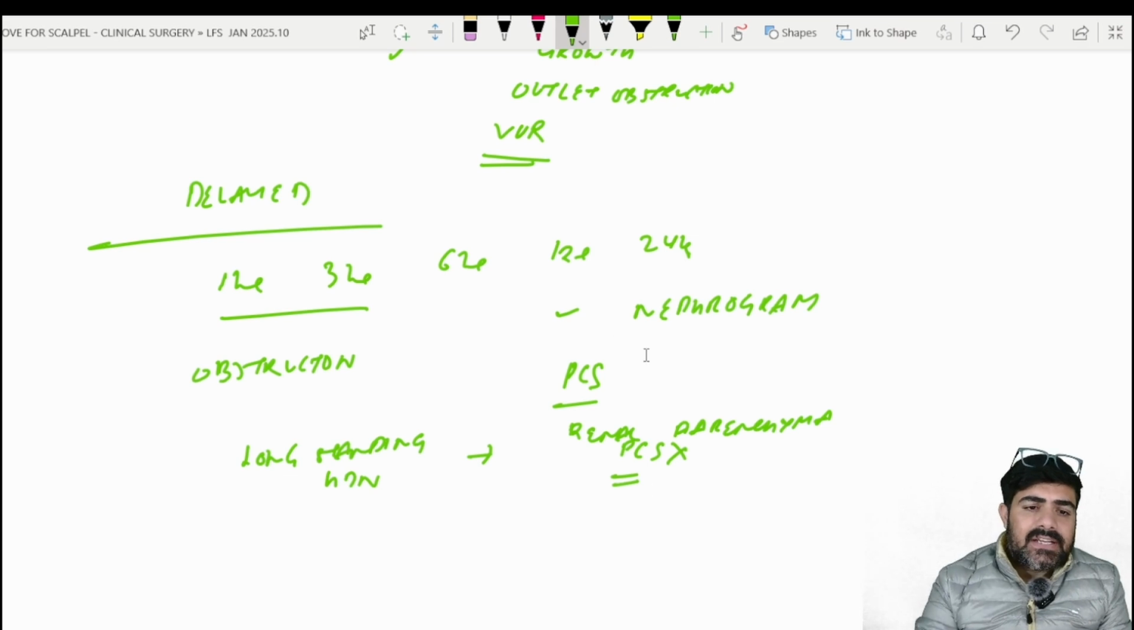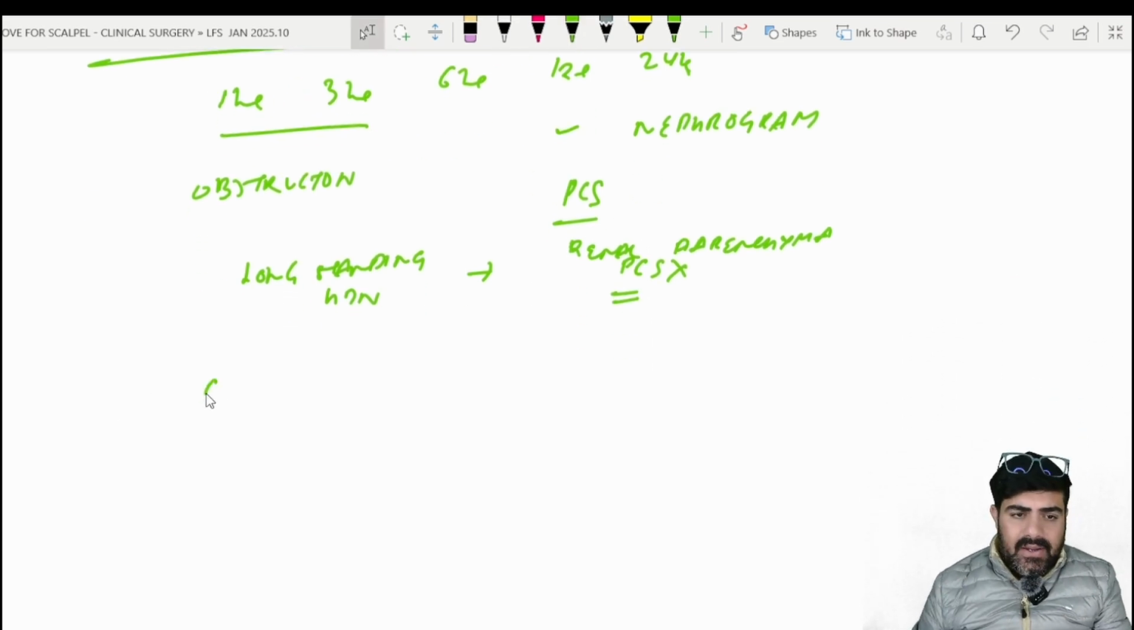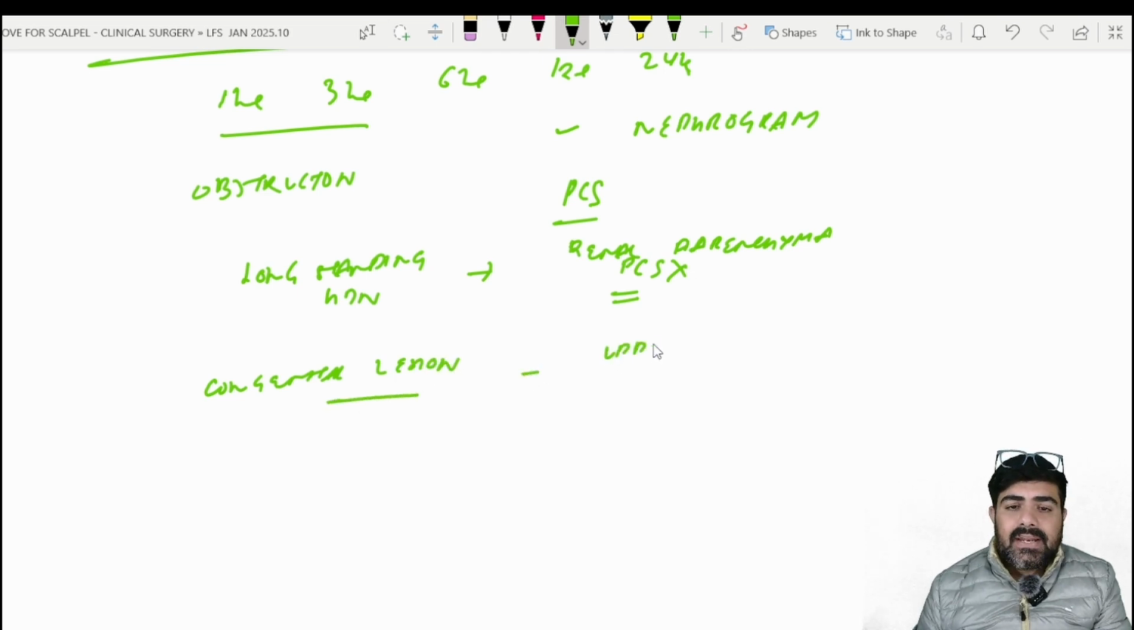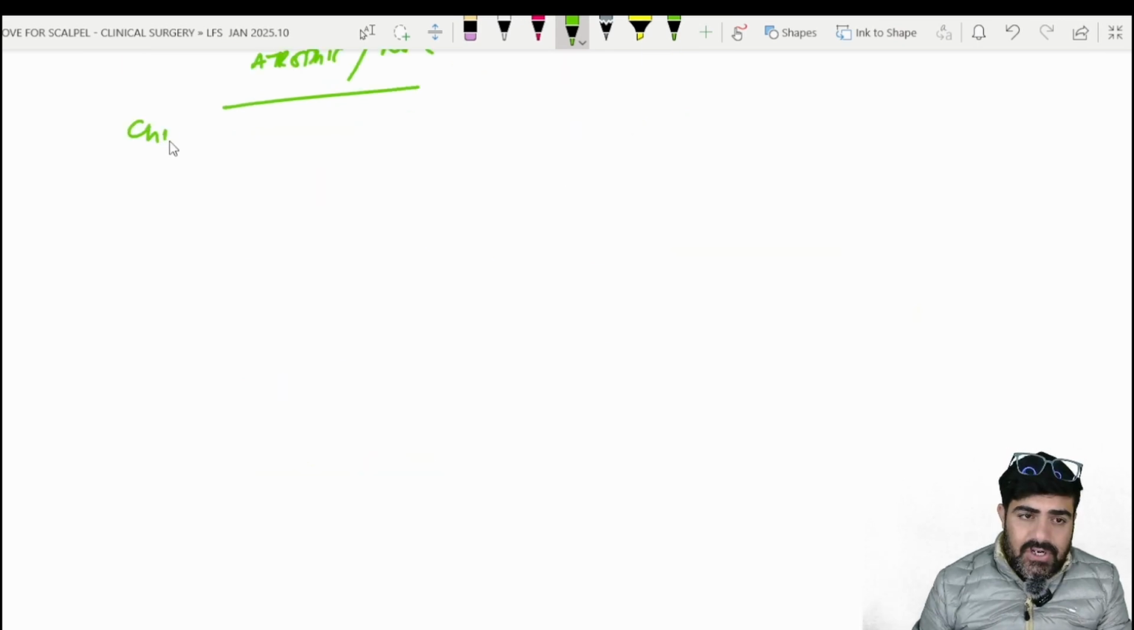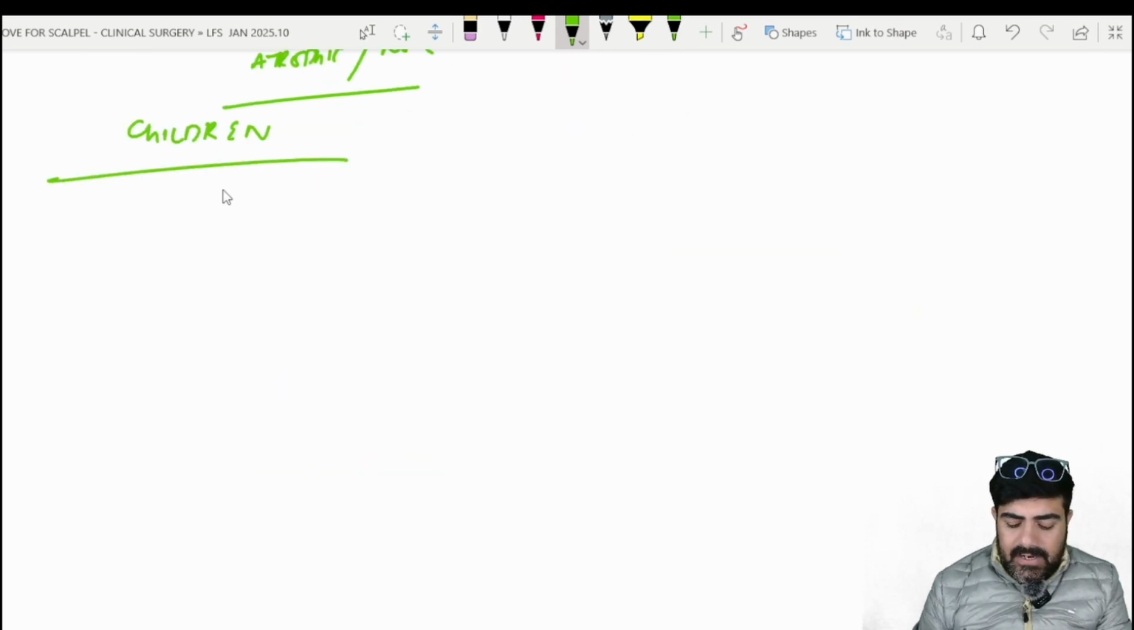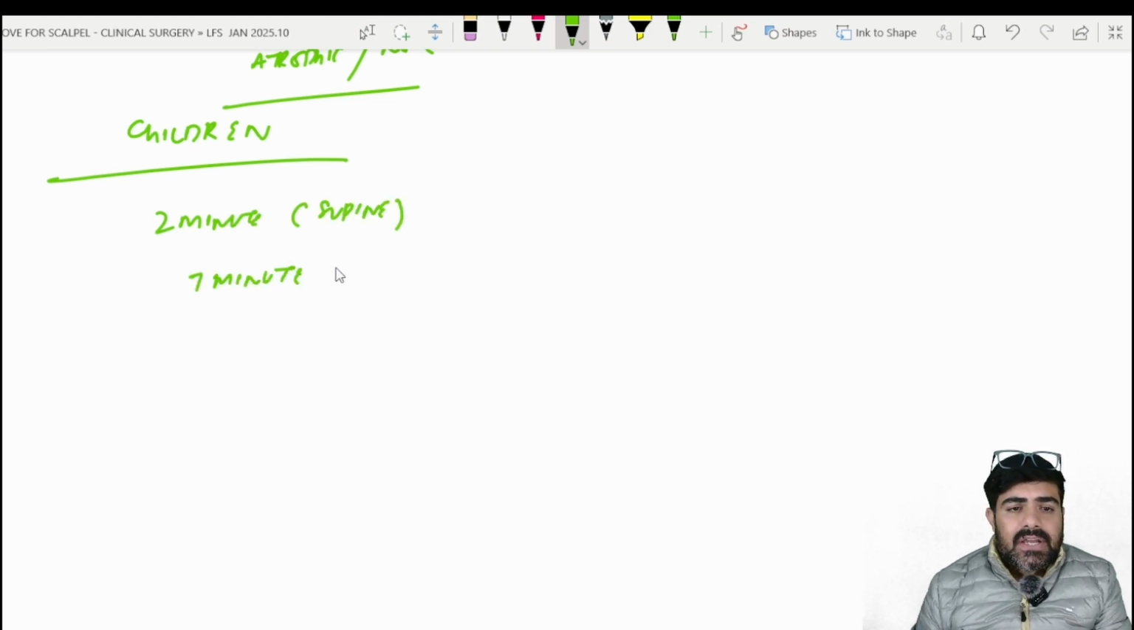Third thing is congenital conditions. In congenital lesions, we are not able to see the upper calyceal system. Or in case of an atrophic or non-functional kidney. In children, films are taken at 2 minutes, and this film is supine, and then at 7 minutes this film is prone.